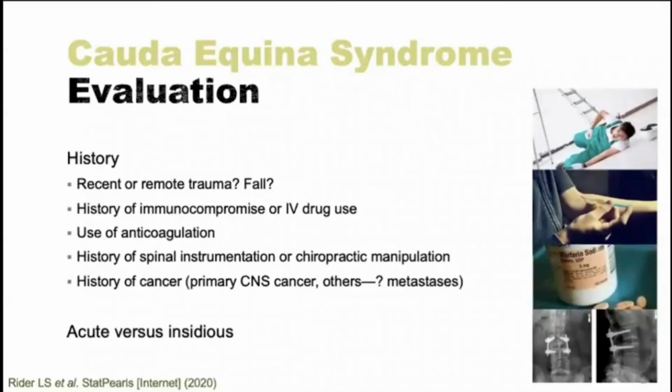So history of recent or remote trauma, often a fall, may be characteristic. A history of immunocompromise or IV drug abuse may herald an infection. Use of anticoagulation, especially if that's changed recently, or if they have supratherapeutic levels of anticoagulation. Any history of spinal instrumentation, such as surgery, or of chiropractic manipulation, and any history of cancer. And this could be a primary CNS cancer, but probably more commonly it would be a metastatic cancer.